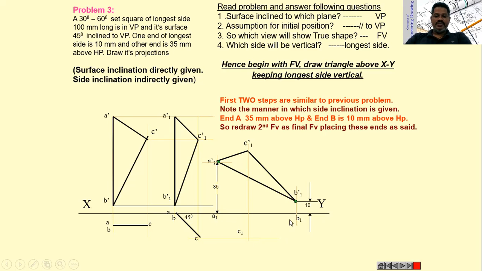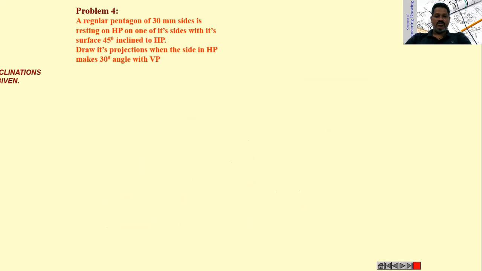Join A1, B1 and C1 to get the top view when the longest edge of the set square is 35 and 10 mm above the HP. This is another case of the set square. Now let me move further to see another problem.